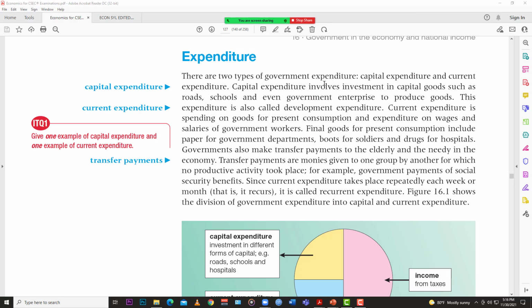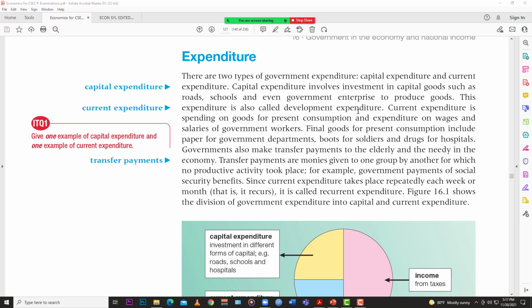So capital expenditure involves investment in capital goods by the government, such as roads, schools, and even government enterprises to produce goods. So you would realize that capital expenditure is spent on goods that are used to create other goods. The government puts the infrastructure in place. When you hear about a capital project, that's where a government entity is involved in a large-scale project that would install something that would be used for a long time to make other goods. So you have the capital expenditure right there. This expenditure is also called development expenditure.